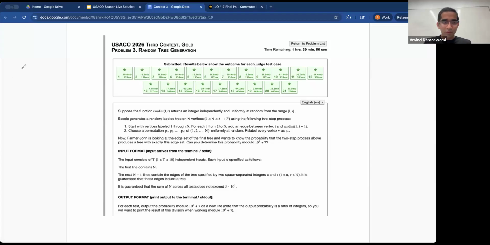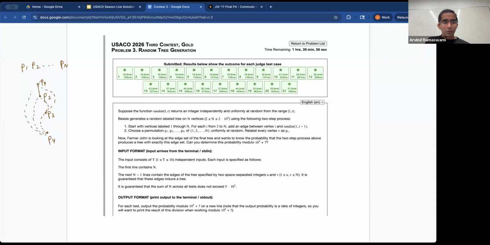So just fix the permutation, like P1, P2, all the way up to Pn, right? So you fix the permutation and then consider what trees can be built from this. P1 has to exist, of course. And then P2 has to be connected to P1, right? And then P3 has to be connected to one of these two, with equal probability. And then P4 has to get connected to one of these, with equal probability, right?